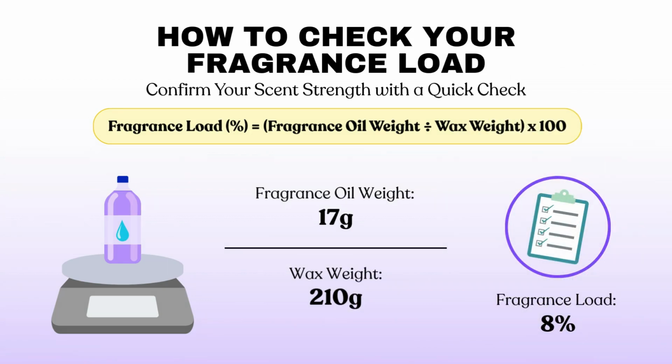The formula is fragrance oil weight divided by wax weight and then multiplied by 100. So in this case, that's 17 grams of fragrance oil divided by 210 grams of wax, which gives us about 0.081. So let's multiply that by 100 and boom, we've got ourselves an 8.1% fragrance load.